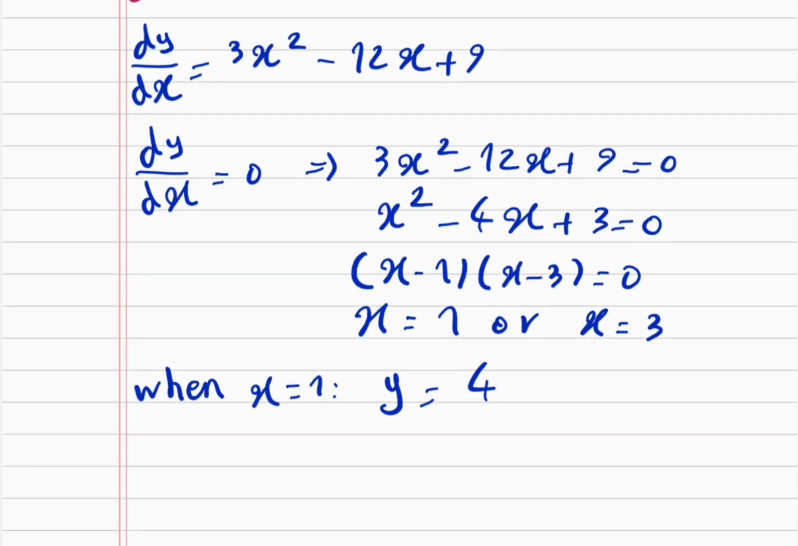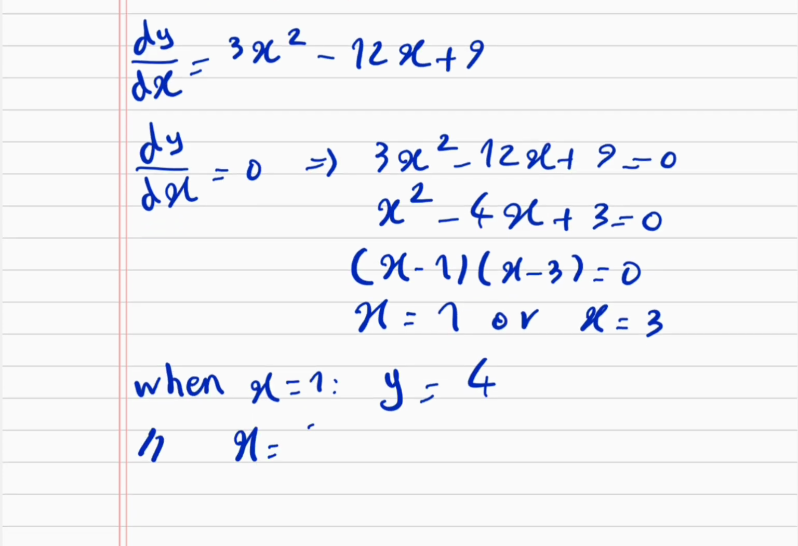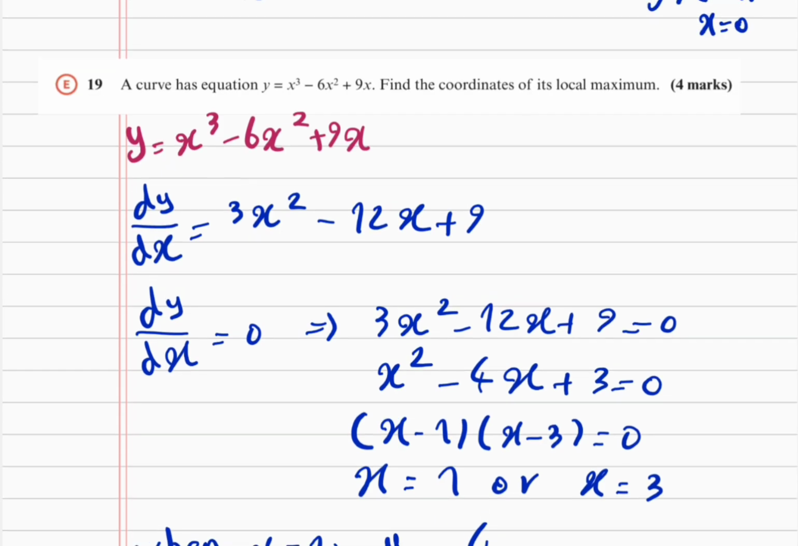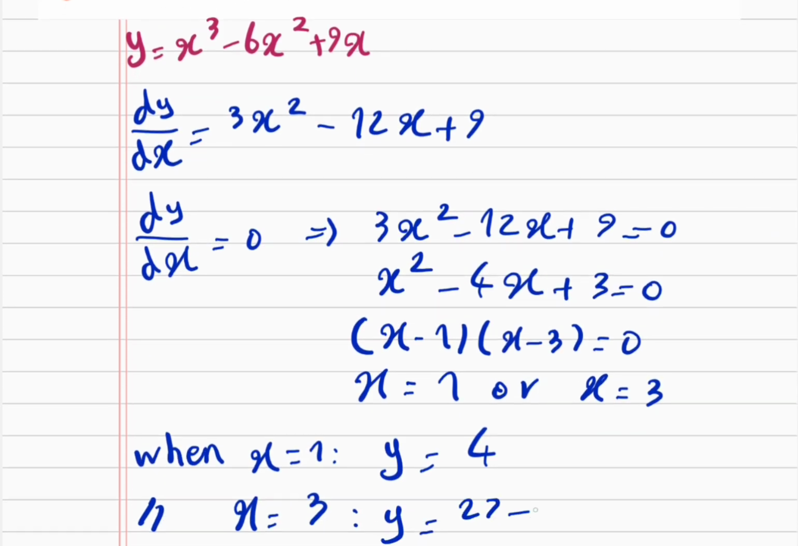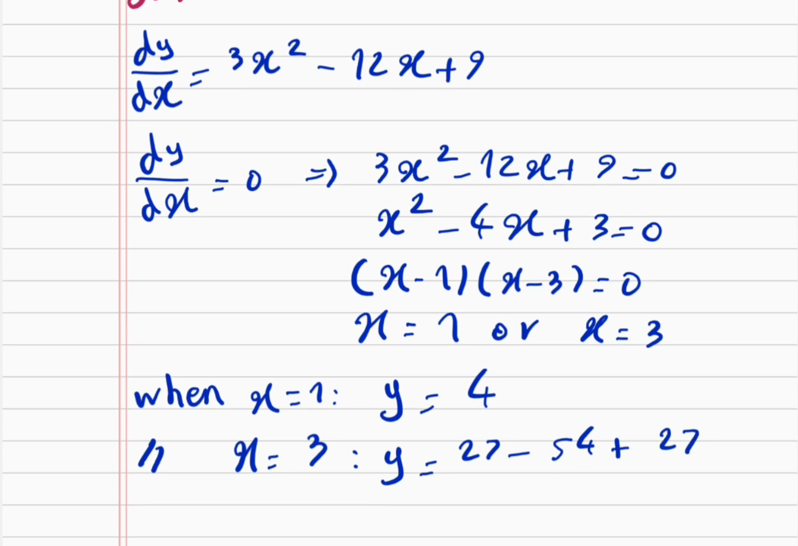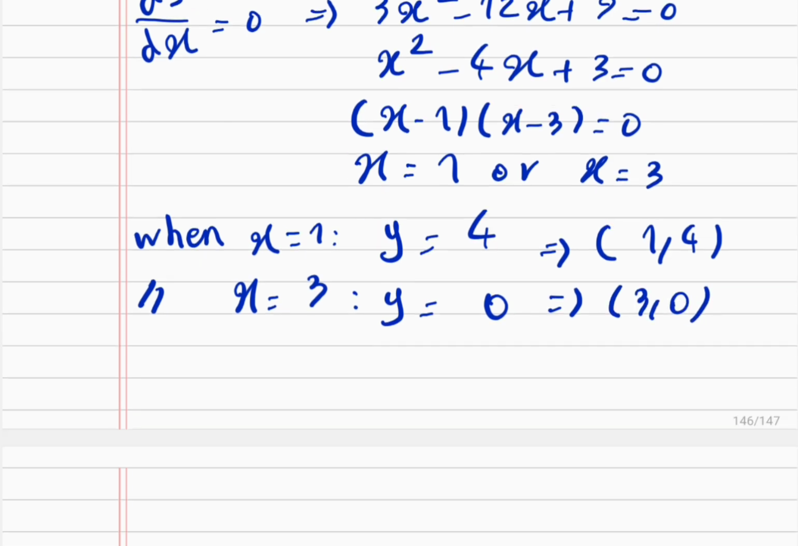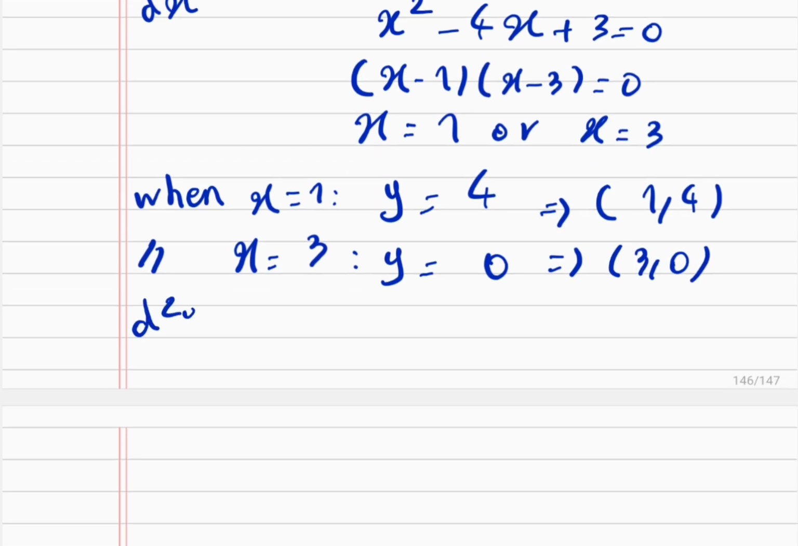Okay, then the next stationary point has x coordinate 3, then its y coordinate is equal to 3 cubed, which is 27, minus 6 times 3 squared, so that's 54, plus 3 times 9 again, so 27 again. So this point has y coordinate 0. Okay, so the two stationary points have the following coordinates, and now we should find the second derivative so that we can find the local maximum.